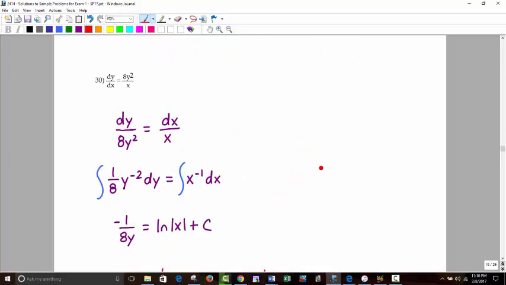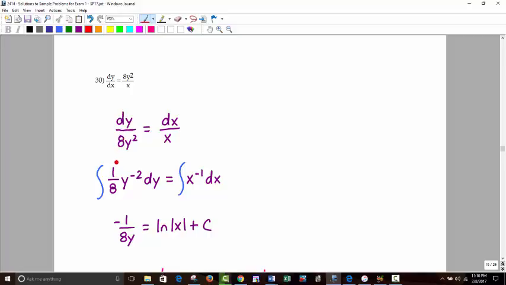How about this next one, number 30? So I'm going to probably cross multiply here, looks like. Yeah, I brought the 8y squared over down this way and the dx over up to the right. And let's see, so we integrate both sides. So you have 1 over 8. So you bring the y up.